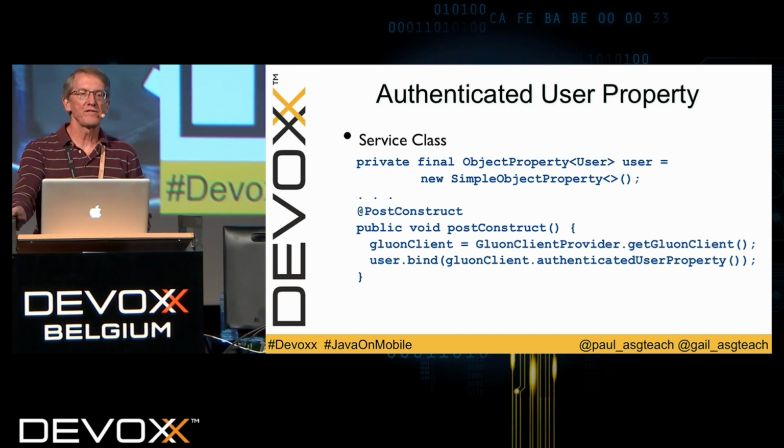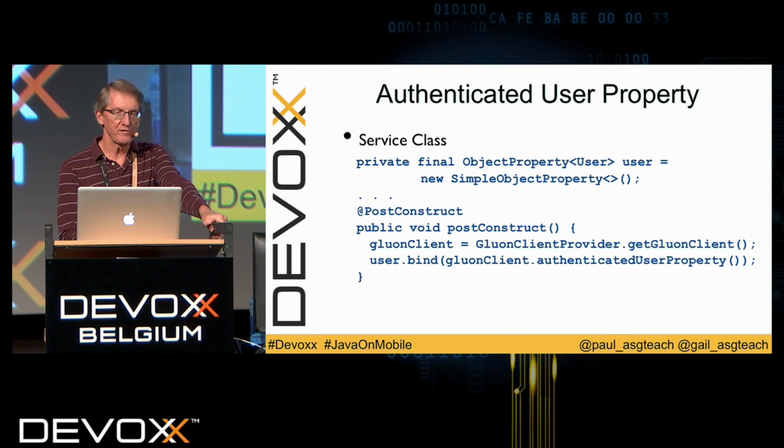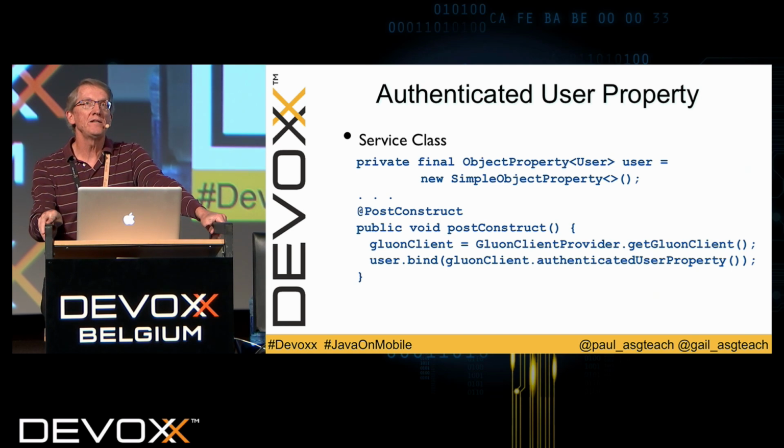Now let's show you how to access the authenticated user data. If you look at the post-construct method here on the slide, which is in the service class, you'll see that the Gluon client has an authenticated user property. This is just a normal, regular JavaFX object property, and this is set when authentication takes place. The best way to access this property is to create a local JavaFX property in the service class and then use a bind expression to bind it to the Gluon client authenticated user property.